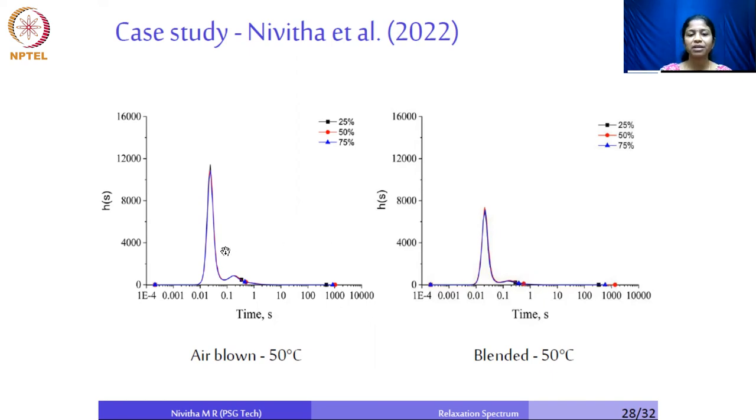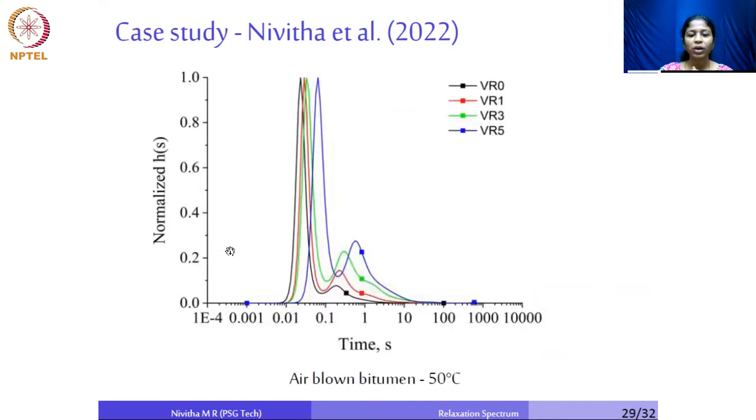And so further, we are not going to consider the influence of strain. Now, when we look at the effect of dosage, you can see the black line here. This is the base binder, VR base binder. As we add 1% dosage, the red line you can see, the black one had two peaks. Right? It was a bimodal relaxation spectrum. We had only two prominent peaks here.